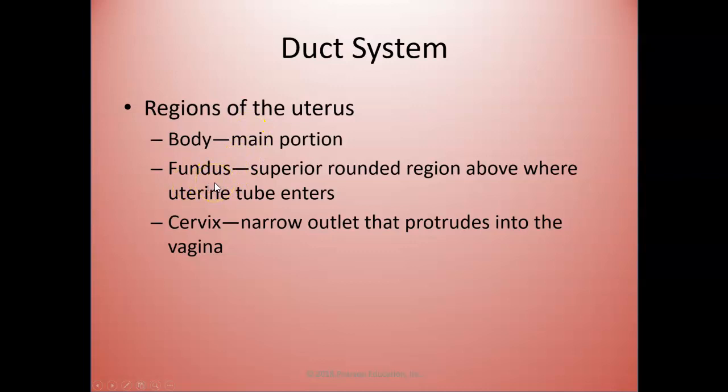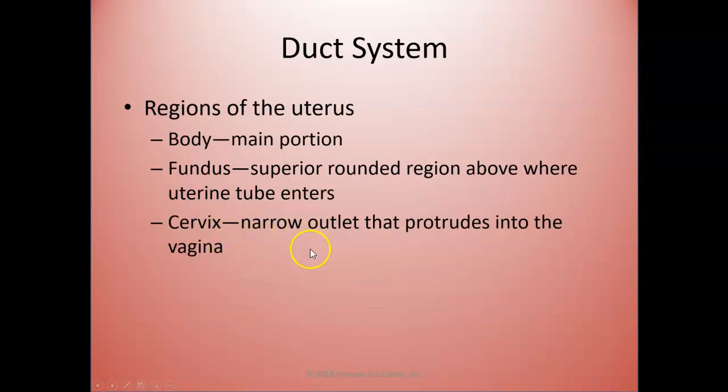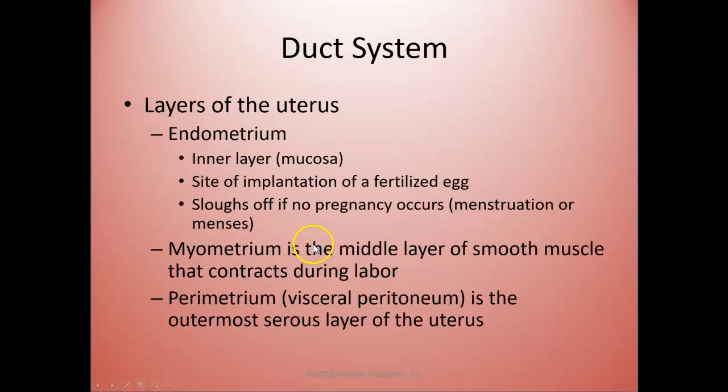The fundus is the rounded area above, and then the cervix is the narrow outlet that protrudes into the vagina, and there's a uterine cervical opening, the cervical canal, that the sperm can move through or the baby can move through. So moving on, if we look at the uterus itself, we see that there are three layers to it.